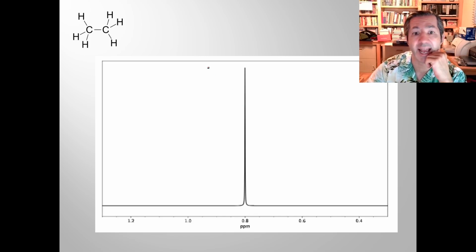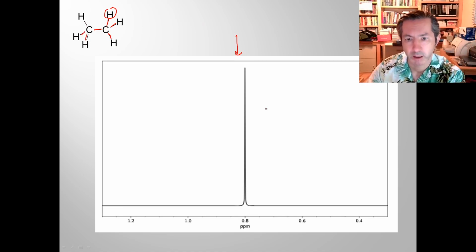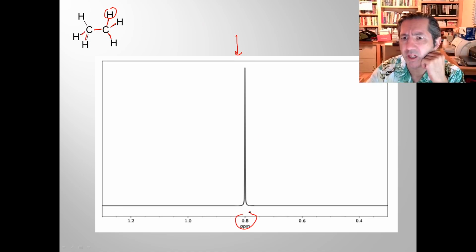So let's take a look at ethane. Ethane, you've got 6 hydrogens. All of them are pretty much in the same environment. If you look at this hydrogen, he is attached to a carbon, and that carbon is attached to another carbon. Same for this hydrogen, and this one, and this one. So they all show up at the same spot. And it's 0.8 parts per million here, so pretty well shielded.